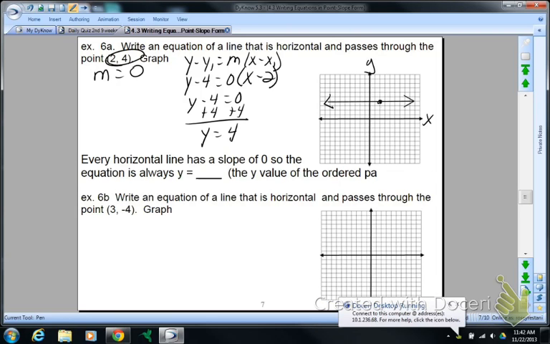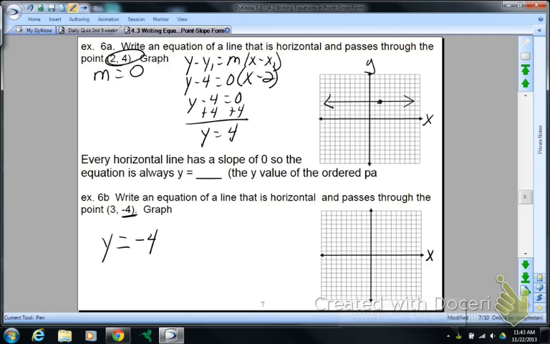Okay, so example 6b, write the equation of the line that is horizontal and passes through the point (3, -4). So it's a horizontal line. Again, a horizontal line has a slope of what? What's the slope of a horizontal line, class? 0. What's the equation of all horizontal lines? y equals the y value of your ordered pair, -4.